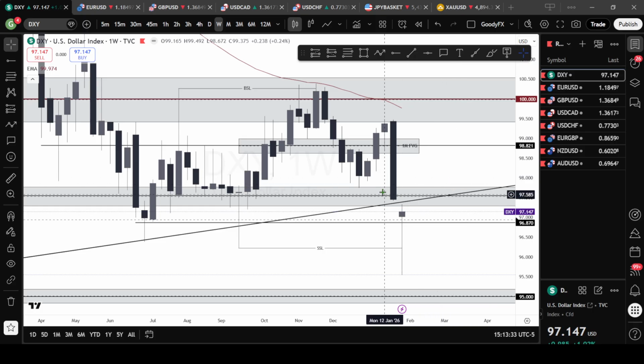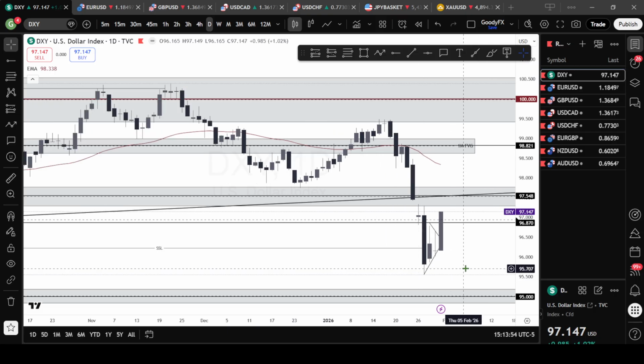Now I said the market moves from external range liquidity to internal range liquidity. So what we are seeing here is price has taken out external range liquidity, and now price is looking for internal range liquidity. So the weekly is showing signs of reversal.